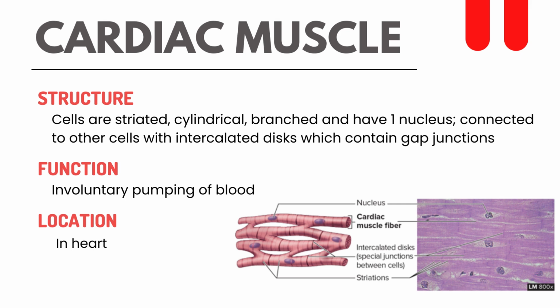Intercalated discs are important structures that allow all of the cardiac muscle cells in an area to contract at the same time so that we are able to have the function of cardiac muscle, which is the involuntary pumping of blood. Cardiac muscle is found in the heart.